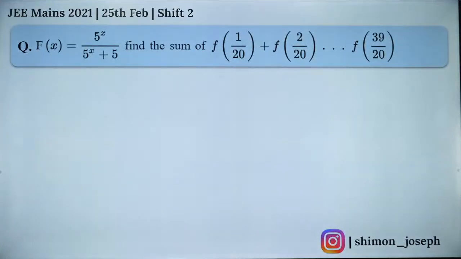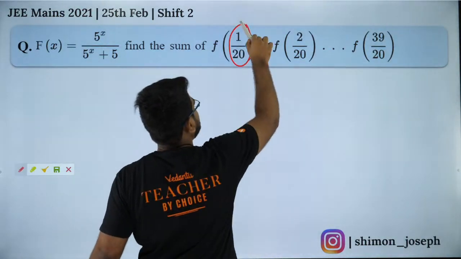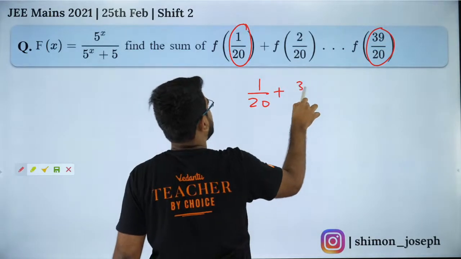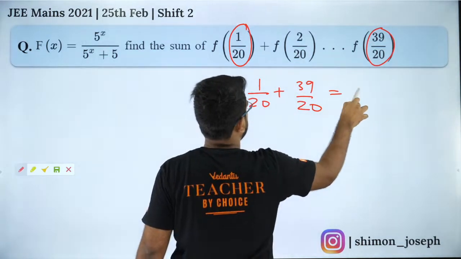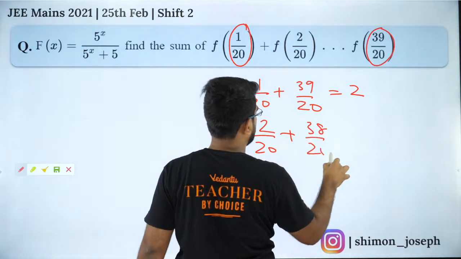So this is the next question. Again, a typical JEE question. Okay, so here, what is the hint? You add these two. What will you get? You will get 1 by 20 plus 39 by 20, which is always 2. Then you will get 2 by 20 plus 38 by 20, which is also equal to 2.